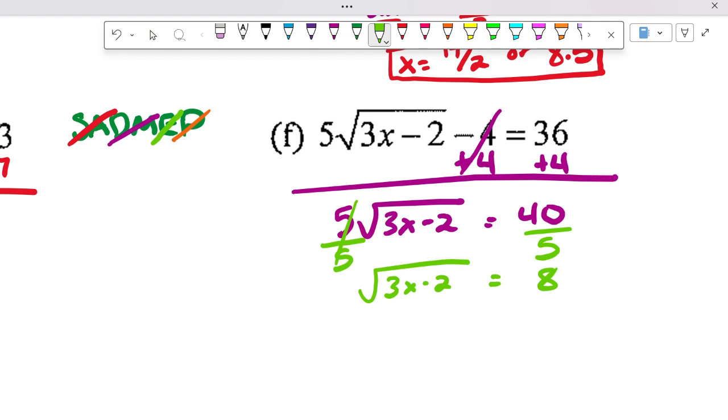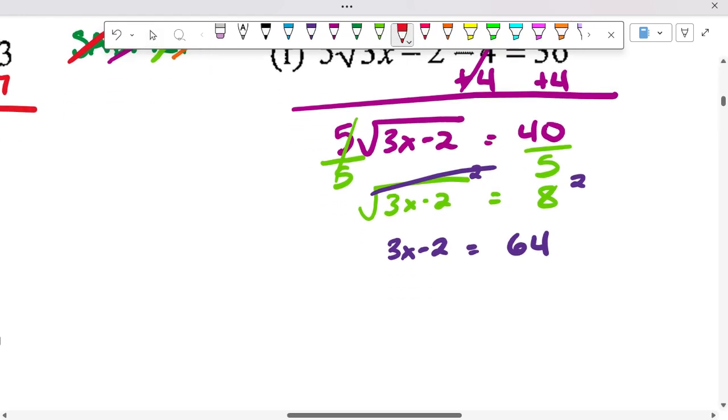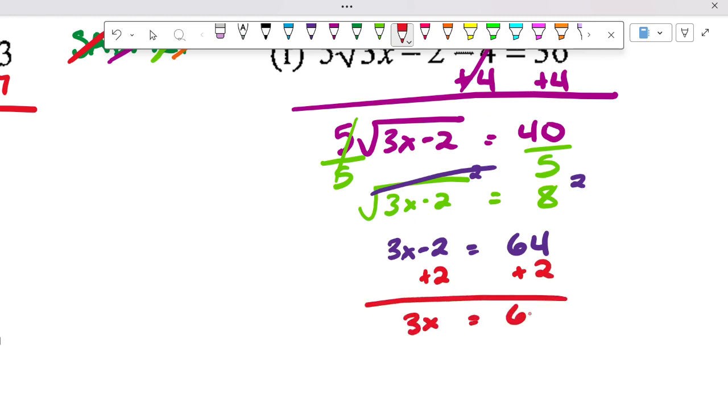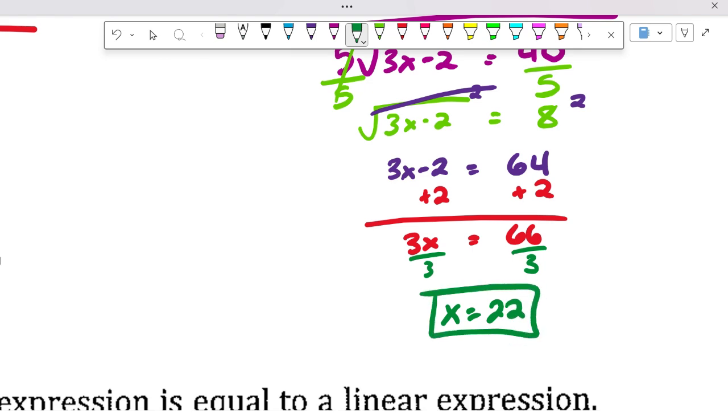All right. What's my next step? Caden with a C. Square both sides. Good. That goes away. I get 3x minus 2 is equal to 64. And then from there, it's just the two-step equation. So I add 2 to both sides. 3x is equal to 66. And divide by 3. X is equal to 22. How'd you guys do? Pretty good?